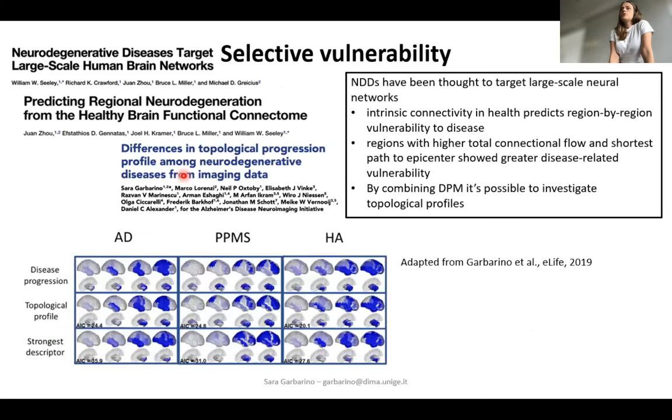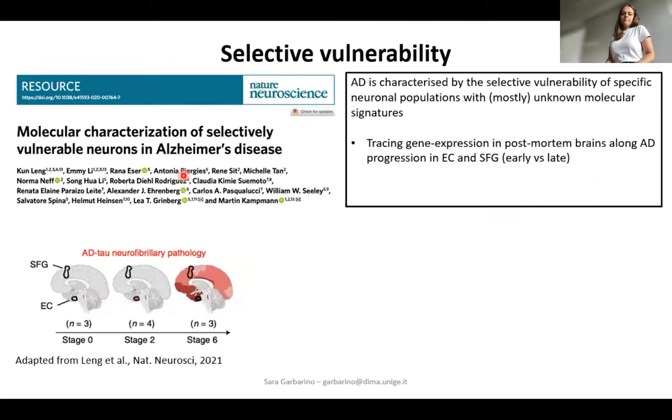Then a few years ago, we also investigated the impact of the progression on these types of connectivity-related patterns. And we saw that by factoring disease progression modeling into the game, you can actually gain more insight on these types of patterns. Then on the other hand, we have selective vulnerability at gene level, molecular level. We heard a bit this morning about it.